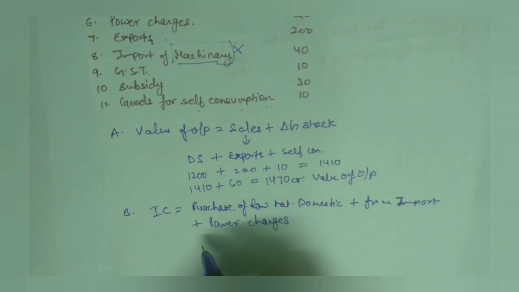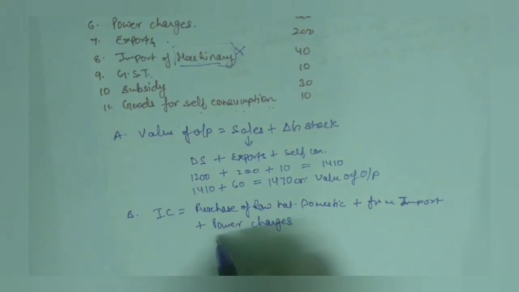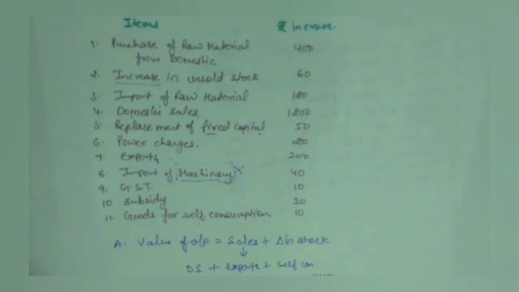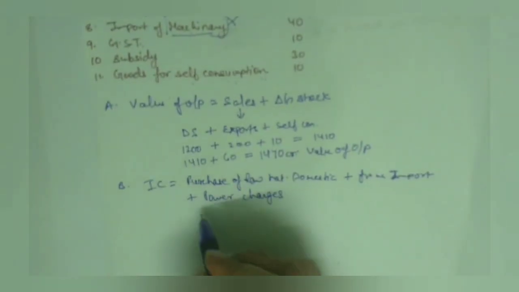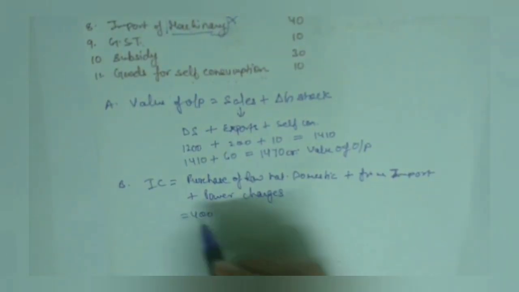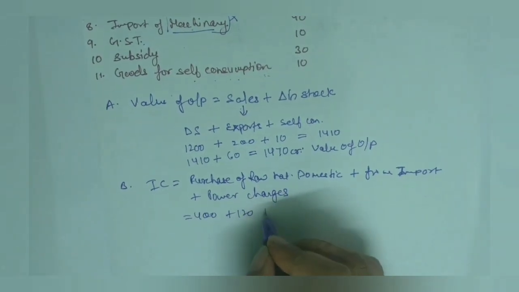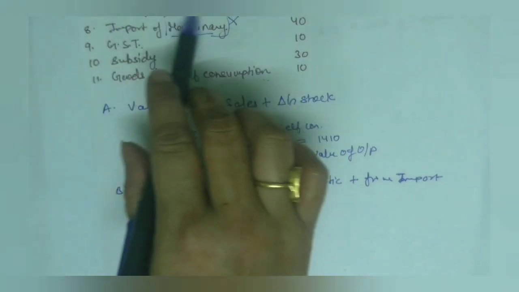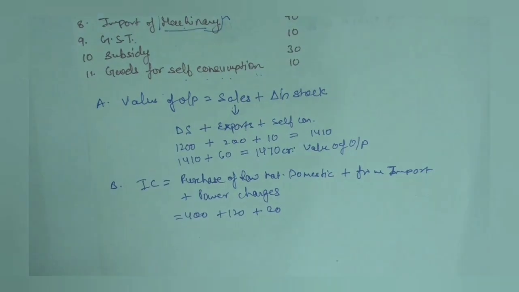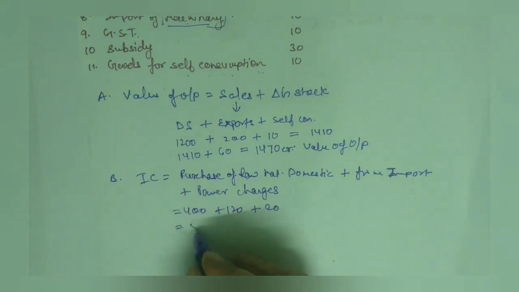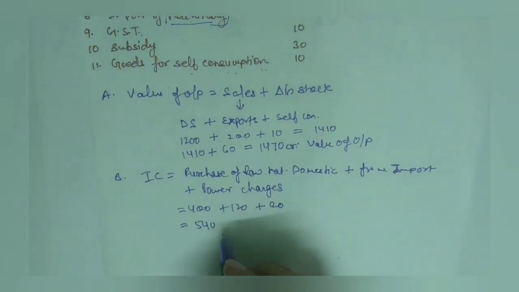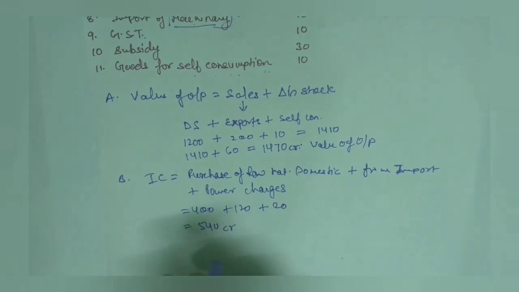So now we'll put the values here for the same. Purchase of raw material from domestic level is 400. So we will add here as 400. Plus import of raw material is 120. Plus we have power charges as 20. So altogether it will be 540 rupees crore as intermediate cost.